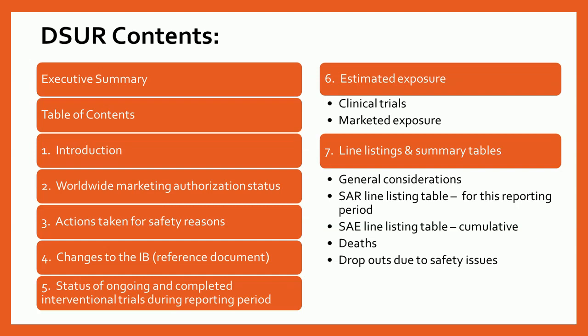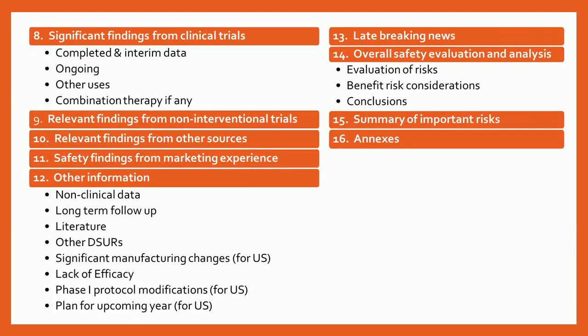Serious adverse reaction SAR line listing table for this reporting period. Serious adverse event SAE cumulative line listing. Deaths and dropouts due to safety issues. 8. Significant findings from clinical trials including findings from completed and interim data, ongoing studies, other uses and combination therapy if any. 9. Relevant findings from non-interventional trials.